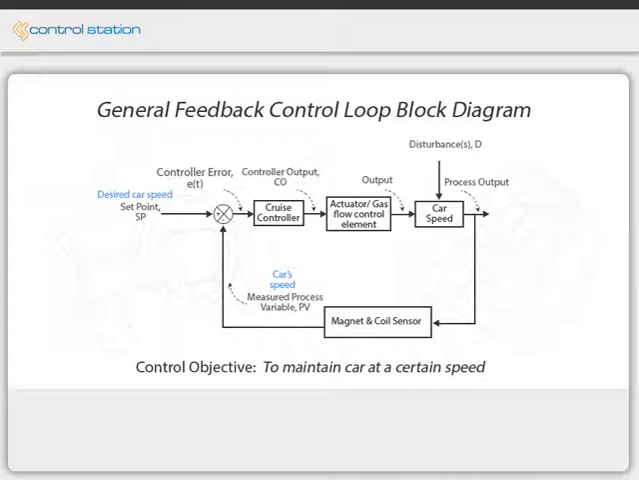The controller output is the signal to the actuator that adjusts the gas flow. The output is the flow of gas to the engine, which determines how fast the car can travel. And finally, disturbances to this process include hills, wind, curves, and traffic which will impede the car's ability to keep a constant speed. Referring back to the control loop block diagram, it is easy to identify each part of the process.